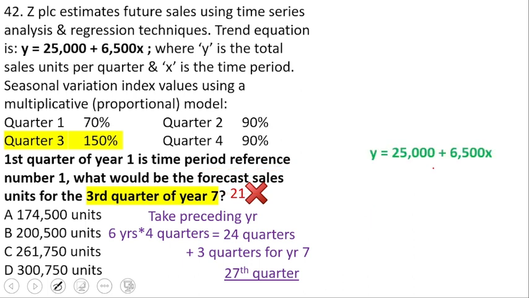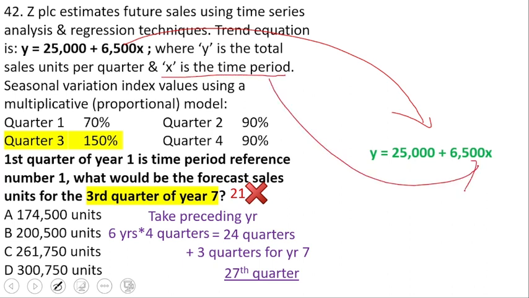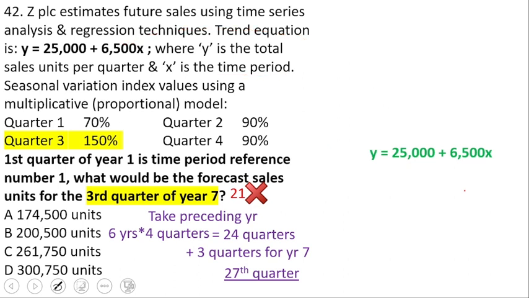So we will take note of the trend equation. Y is equal to 25,000 plus 6,500x. And x, we know, is the time period. Since they have asked to estimate the sales for the 27th quarter, we will substitute 27 in place of x. So the answer works out to 200,500. So this is the average sales because this is the trend line.